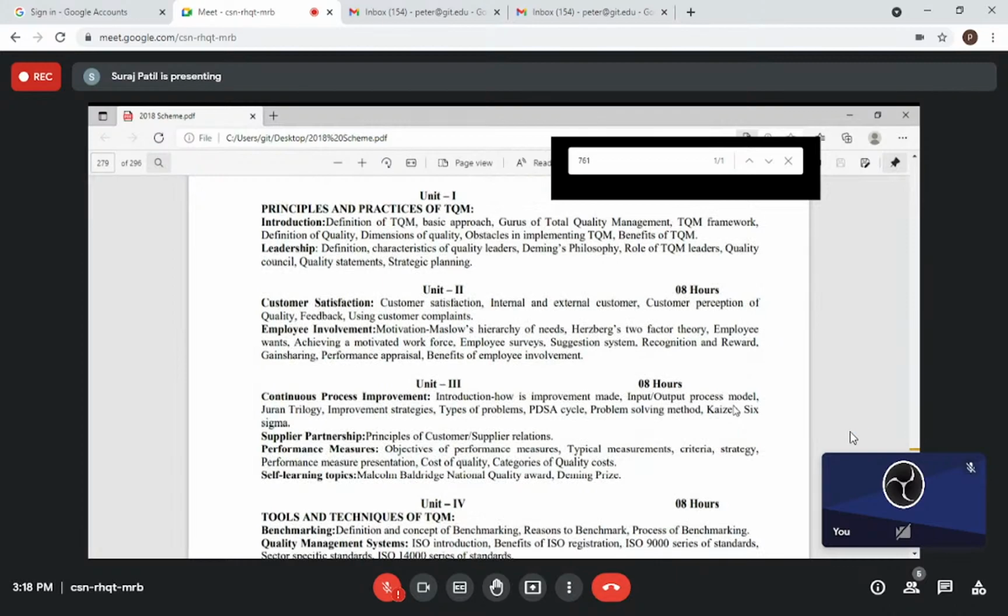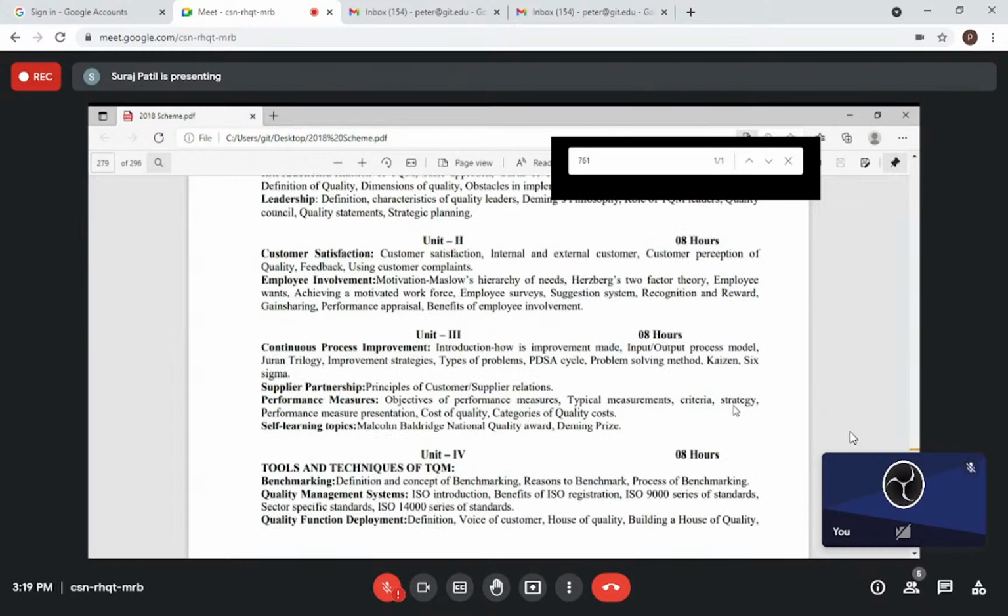You have internal and external customers. The external customer is one who purchases the product, and the internal customer is one who supplies raw materials to the company that is going to manufacture that product. So customer perception of quality is there. Then you have feedback, and then using customer complaints. This all comes under service sector feedback. Then you have employee involvement. How do you motivate the employees? You cannot force them to work or have bonded labor and other things. All these things will be studied under employee involvement.